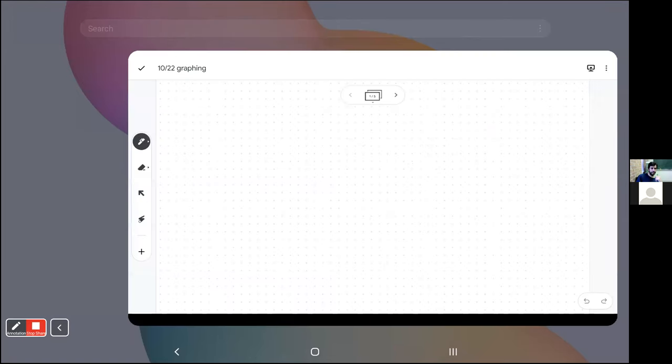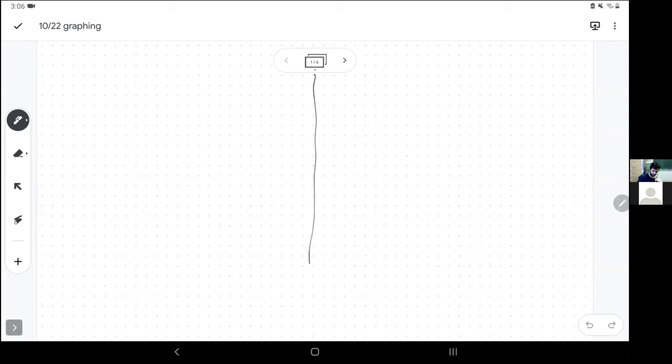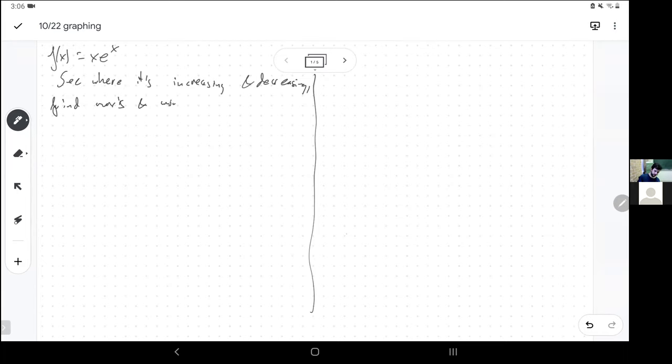All right. We're going to take a function, and we're going to see where it's increasing and decreasing. We're going to find the maxes and mins. We're going to find the curvature. We're going to find everything I can think of.